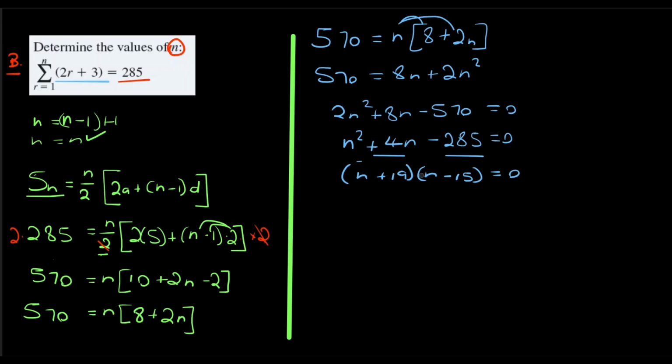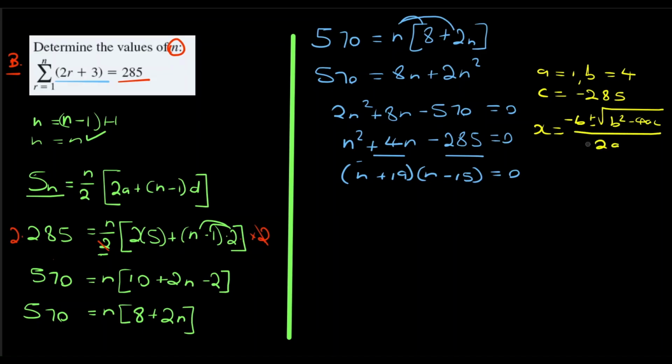That's equal to 0. If you wish, you can plug these values into the quadratic equation, where your a value will be equal to 1, your b value will be equal to 4, and your c value will be equal to negative 285. And the quadratic equation is negative b plus or minus the square root of b squared minus 4ac, over 2a.